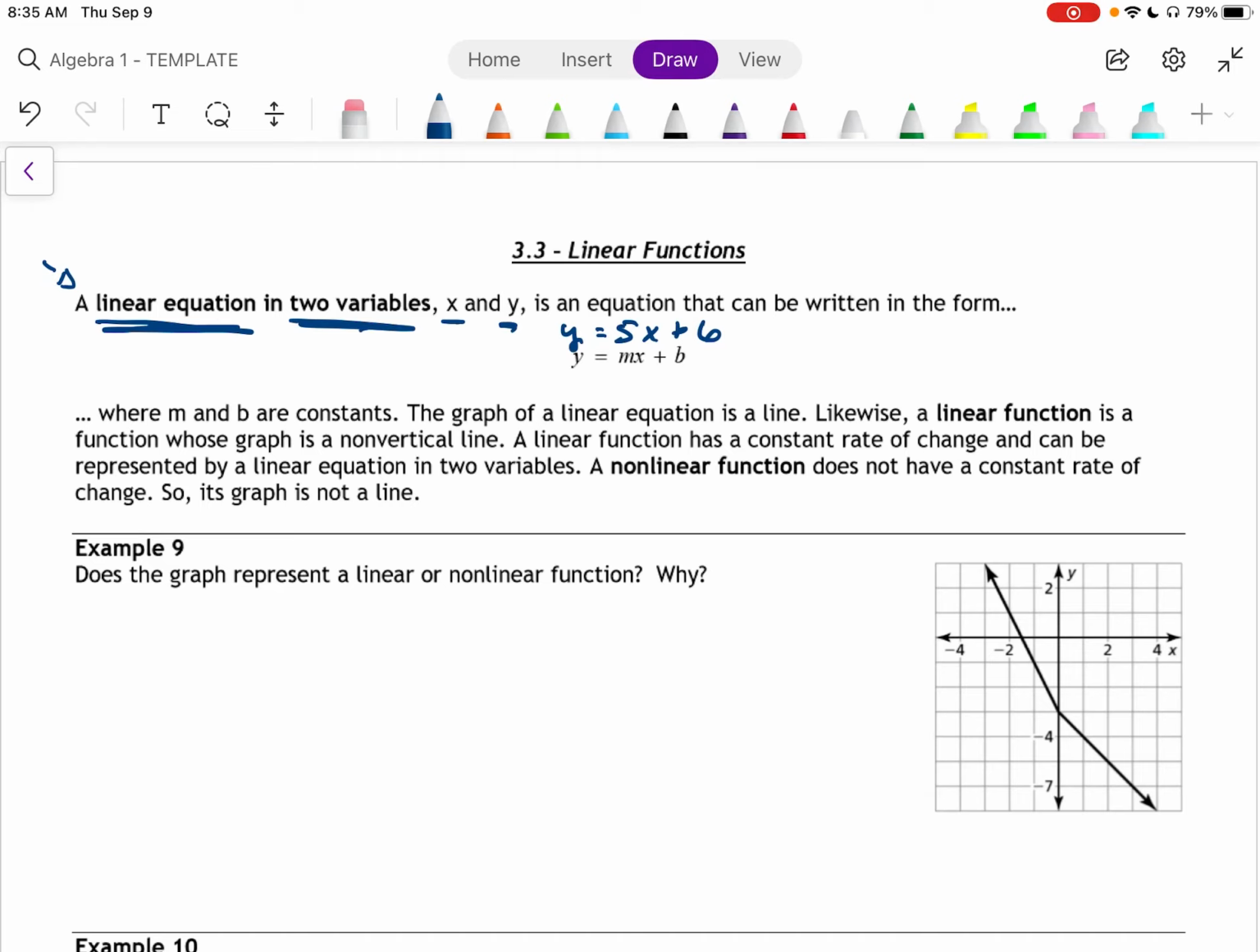The graph of a linear equation is a line. Likewise, a linear function is a function whose graph is a non-vertical line, right? A vertical line would be a non-function. It would be a line, but it's not a function. A linear function has a constant rate of change. We're going to call that a slope, the rate of change, and can be represented by a linear equation in two variables, which is what we have written up top. A nonlinear function does not have a constant rate of change, so its graph is not a line.